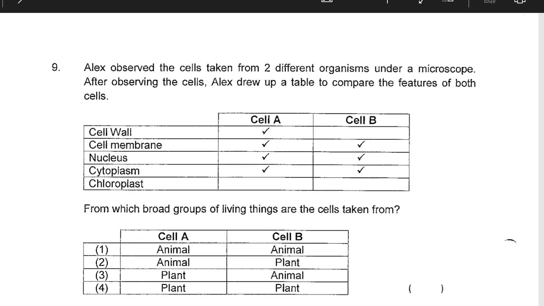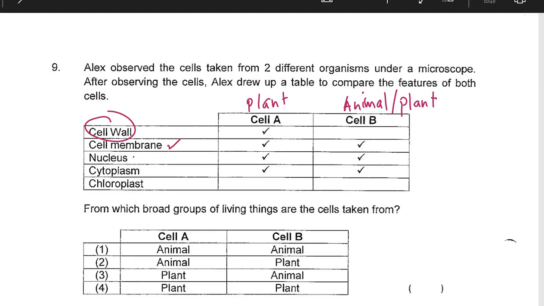this is about Alex, who has taken 2 cells and drawn up a table. Cell A has a cell wall, whereas B doesn't. Now, the first clue already tells me this must be a plant, looking at just cell wall, whereas this could be an animal or plant.